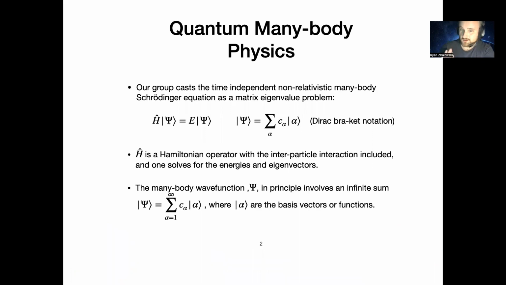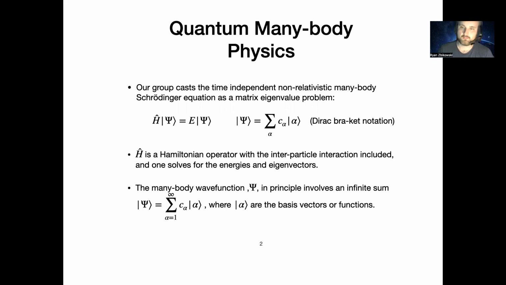State-of-the-art low-energy nuclear science is supported by the success of fully quantum mechanical calculations of nuclear wave functions. My overarching goal with this work is to reduce the computational costs associated with large-scale shell model calculations. Turning our attention to the first bullet point, given a Hamiltonian operator which includes an interparticle interaction, we solve for the energies and eigenvectors of the non-relativistic many-body Schrodinger equation cast as a matrix eigenvalue problem.